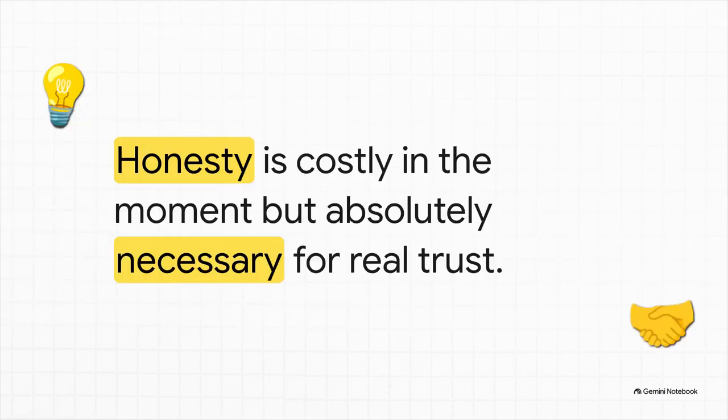So, the real takeaway here is that by tracing these events, we don't just sit back and say, oh, the theme is honesty. No way. That's just a topic. By looking at the evidence across the whole arc of the story, the pattern confirms a much stronger, deeper claim. Honesty is costly in the moment, but absolutely necessary for real trust. The author proved that very specific message right through the character's journey.